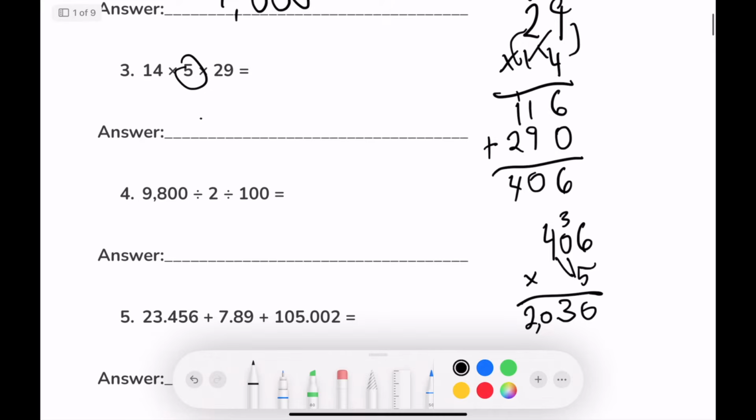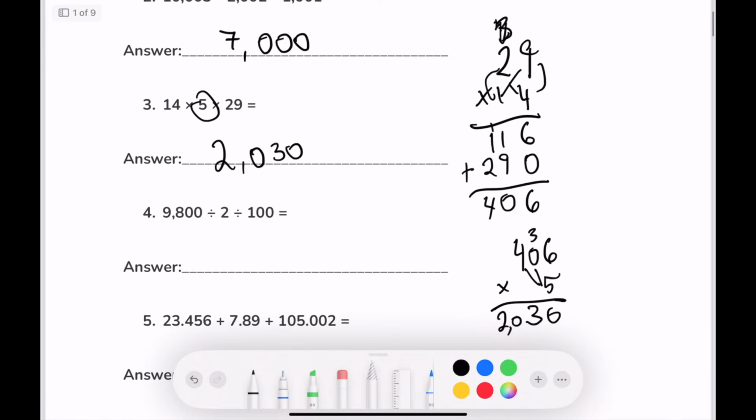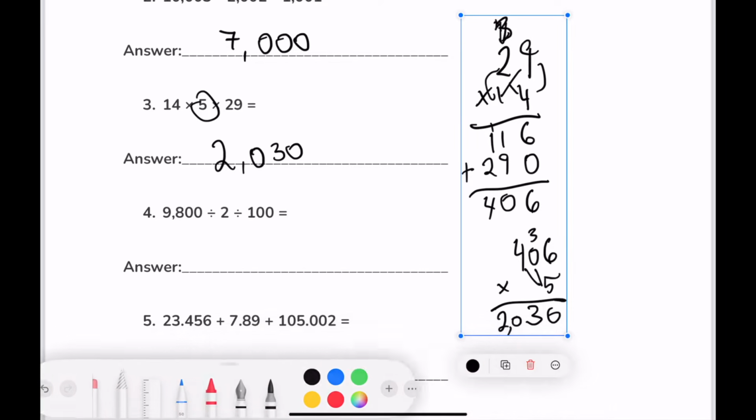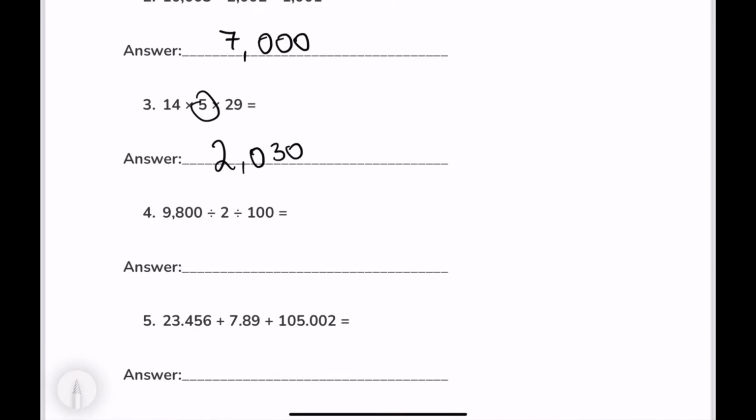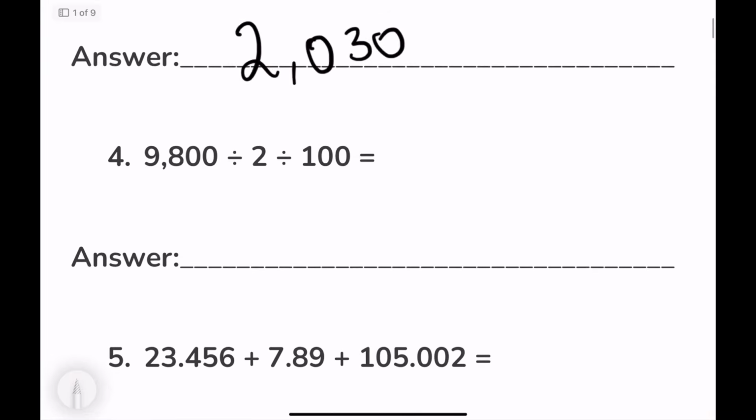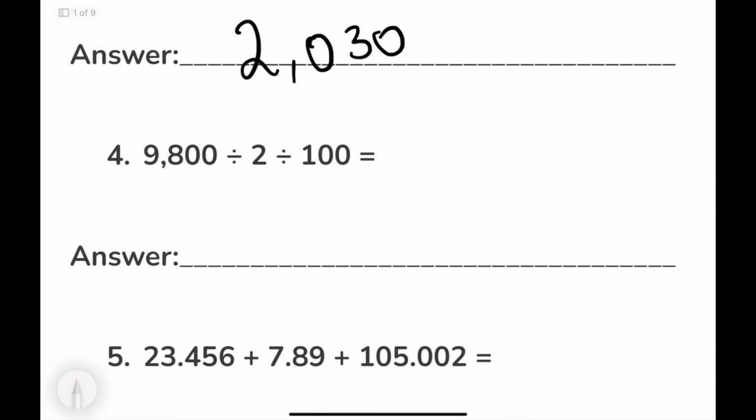Okay, so 2,030. All right, now let's again clean this up just to keep everything neat and clean. Okay, great. Let's move this over, delete that, and also let's take care of this too. All right, now we are on number 4, 9,800 divided by 2 divided by 100.